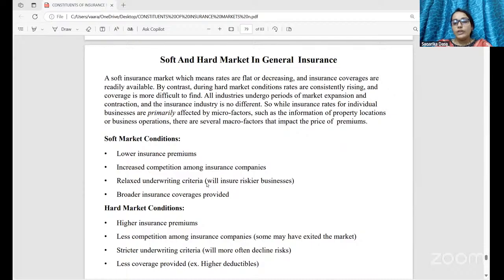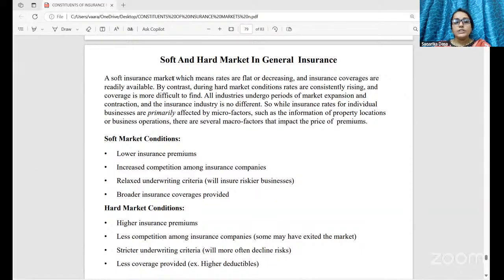Till now we have seen the topics related to life insurance policies. Now let us see the topics related to the general insurance policies. We have something called soft and hard market in general insurance. Let us see what is this soft market and hard market in general insurance.